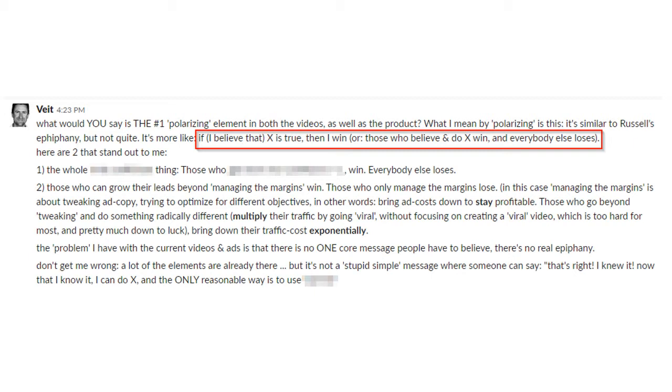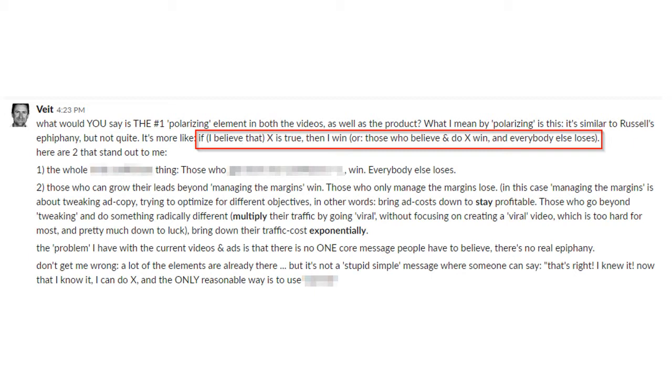It's similar to Russell Brunson's, we talked about Russell Brunson earlier. Russell Brunson's epiphany. So if you've not read Russell Brunson's Expert Secrets, do yourself a favor and do that. It is a fantastic book. The title is a little bit misleading. It's more than Expert Secrets. It really is how to do fundamental marketing in today's age, in 2019 and beyond.